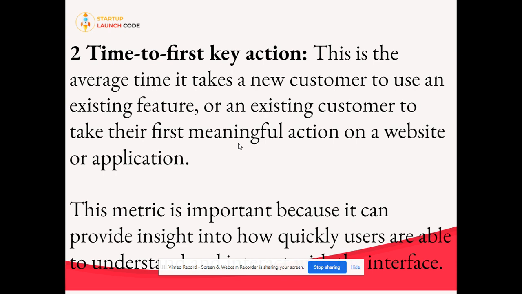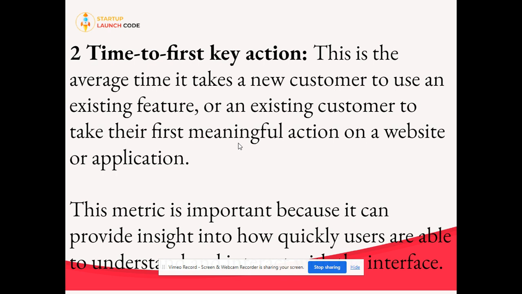This metric is important for you to know how quickly people are understanding your application. If it's taking a longer time for people to do that key action, that means there is room for you to improve. So you need to be very concerned about the time it takes for users to perform that key action on your application, because that can make or mar their adoption of the product.